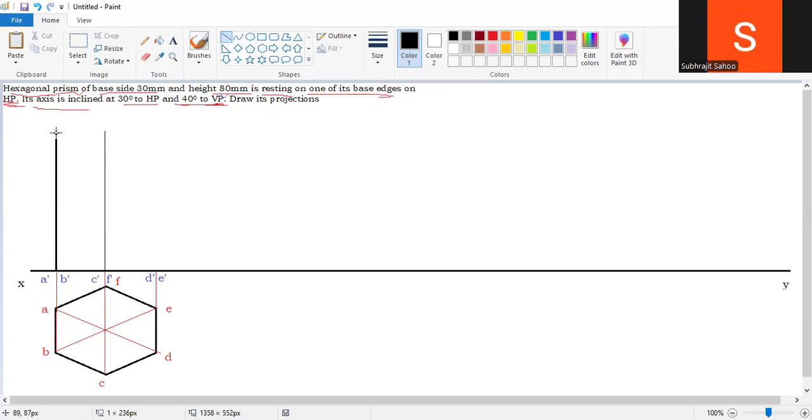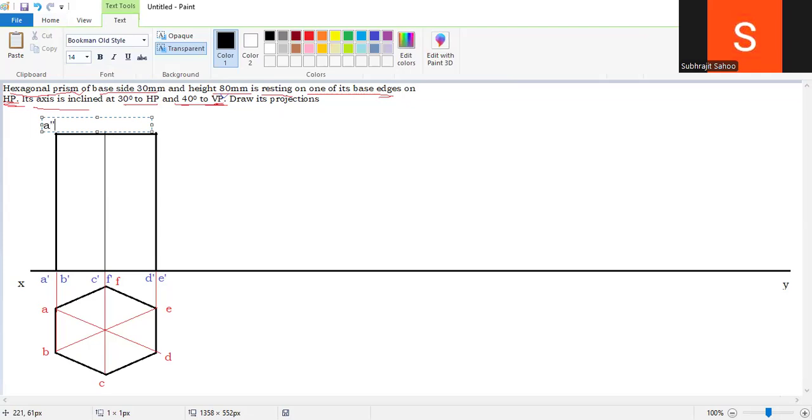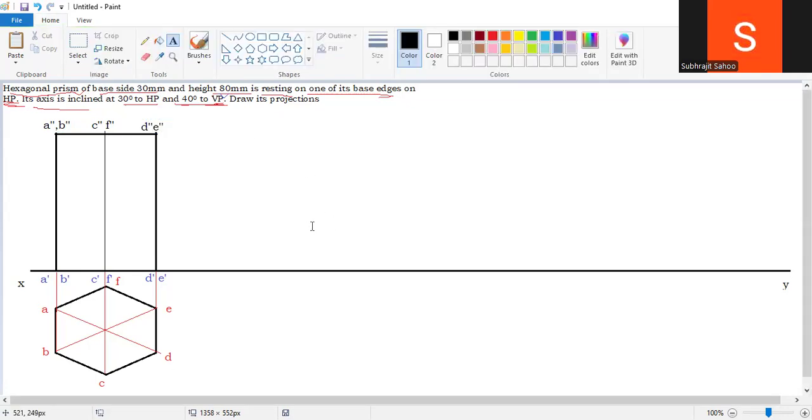From the AB point, you extend the line. Similarly, from D and E, you extend the line. Then join here to here, and erase this small extra line. Name the points: C double dash, D double dash, F double dash, D double dash, E double dash. These are the several points that will come.